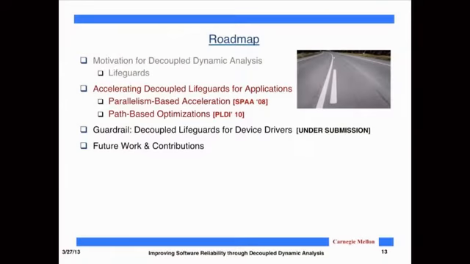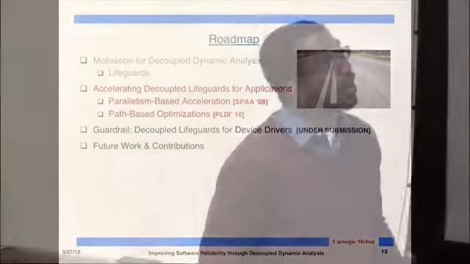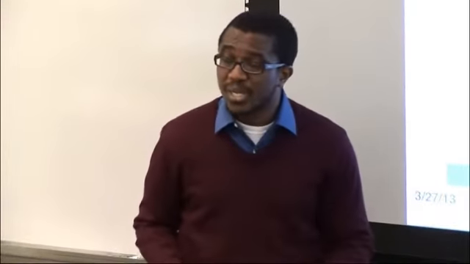So this is the roadmap for the rest of this talk. I'll start out with my early work on how we take advantage of the fact that the Lifeguard has been decoupled to actually make the Lifeguard faster. And I'll talk about two ideas that I worked on. One is parallelizing the Lifeguard, and the other is doing interesting path-based optimizations on the Lifeguard.